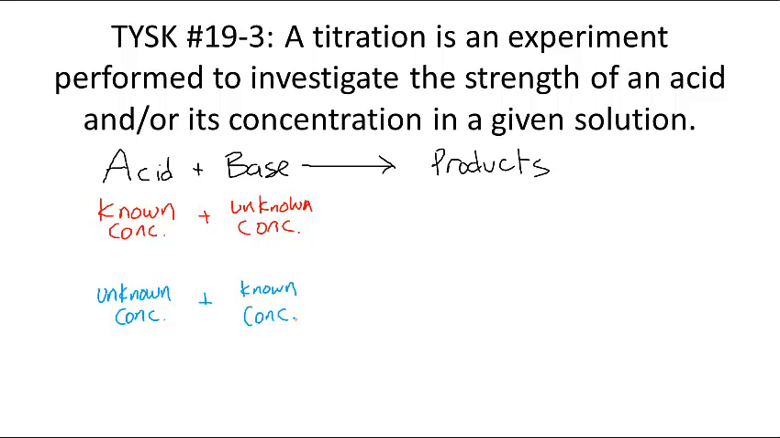Now the key to any titration is you need to have some sort of visible change or some sort of observable change. It doesn't have to actually be visible. But there must be an observable change when the number of moles of each reactant are equal.